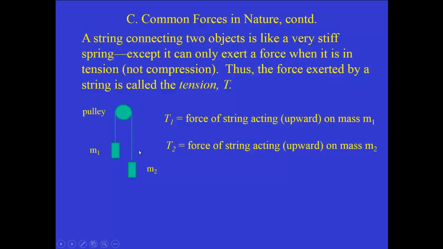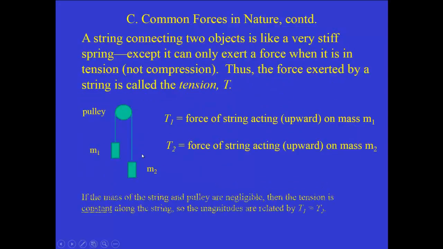And so the string results in a force upward acting on mass 1, and we will call that T1, and then T2 would be the force of that string acting upward on mass 2. And so T1 and T2 are those two forces acting on each of the two masses, and one thing to keep in mind is that if the mass of the string and the mass of the pulley are very small compared to the masses m1 and m2, then the tension is essentially constant all along the length of the string. And so those two magnitudes are related to one another by being equal to each other.